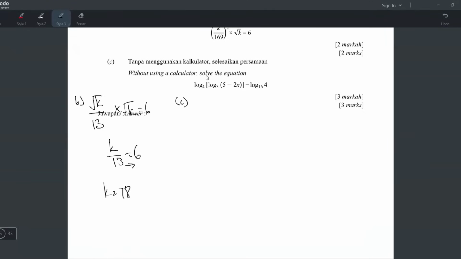Alright, let's do C. Without using calculator, solve the equation for this. Okay, means I'm trying to find the unknown, which is the x. Let's see. Log base 4 bracket log base 3 of 5 minus 2x equals to log base 16 of 4. Okay, how to cari x?